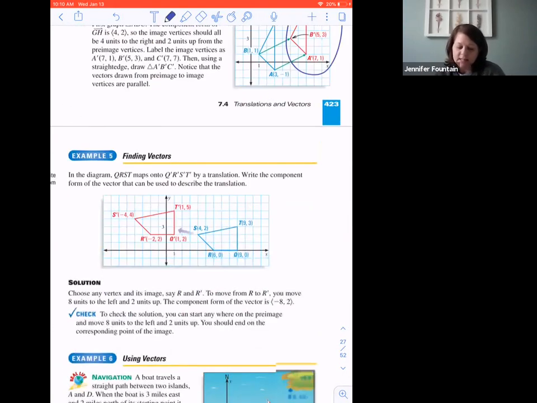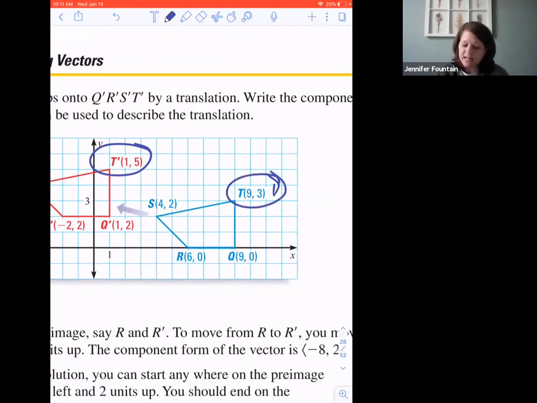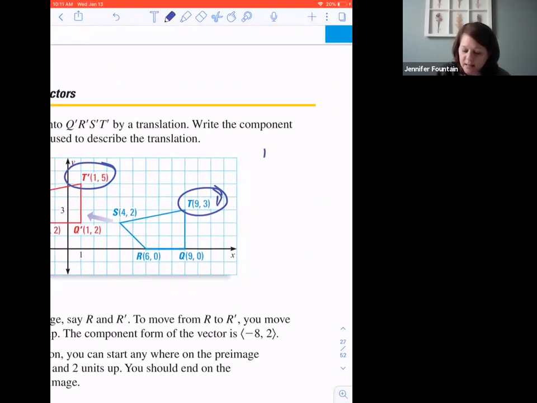All righty, and this one, it says in the diagram, QRST mapped onto Q prime, R prime, S prime, T prime by translation. Write the component form of the vector that can be used to describe the translation. So basically, I can choose a point. I'm going to look at T and T prime. And notice that I started with 9, 3. And I'm going to say, what did I do to 9, 3 to end up at 1, 5?